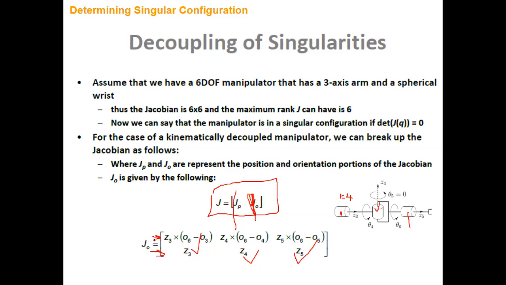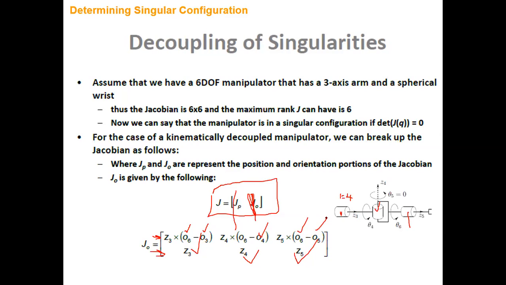For the revolute joint, the linear part is z_{i-1} times (o_n minus o_{i-1}). So in our case, this is 4, 5, 6, so o_n is O6. Then o_{i-1} is O3 for the fourth one. Similarly, for the fifth one, O6 minus O4. Then for the other one, we have O6 minus O5. Does it make sense so far?